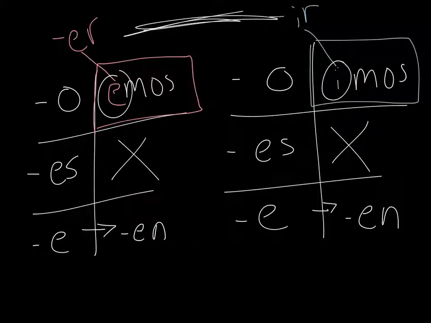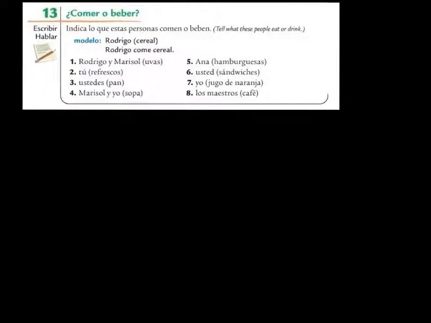Now let's look at some practice. So the directions say to tell what these people eat or drink. Okay, so for number one, we have Rodrigo y Marisol, and the word is uvas. Uvas are grapes. Okay, so they eat them. So the verb is going to be comer for this instance.